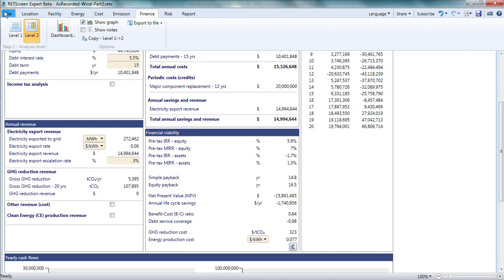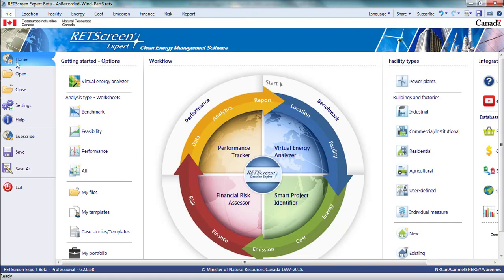In the next part of this video, I'll look at how RETScreen Expert can permit us to compare different choices of turbine. In particular, I'll look at how using a relatively large rotor and a taller tower could improve the capacity factor. But first, I'll move this project to a different continent.